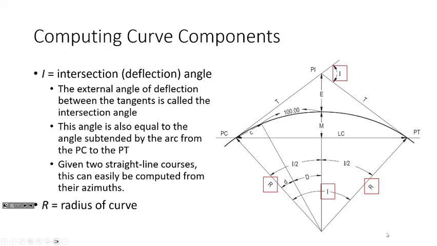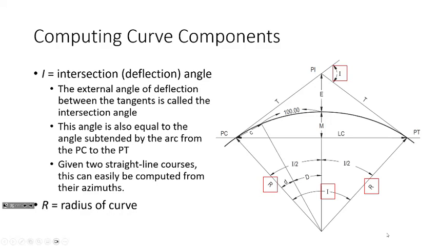Okay, so computing curve components. You're going to be given the radius of the curve. What about the intersection angle, the deflection angle? Most likely the intersection angle will be given to you. However, you can probably reason your way through it based off your inherent understanding of angles, azimuths, and bearings. For example, if I give you a bearing of this line and a bearing of this line, it shouldn't be rocket science to figure out the angle between those lines, and that's your intersection angle. I'm probably going to give that to you, but you could easily compute the intersection angle between the forward and back azimuths with simple angle calculations.